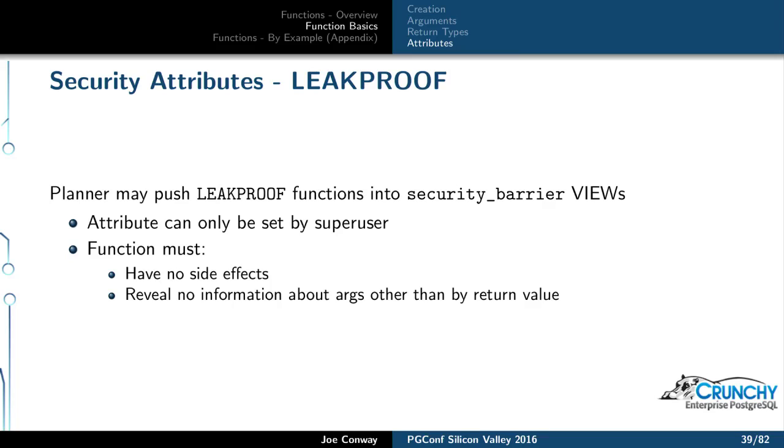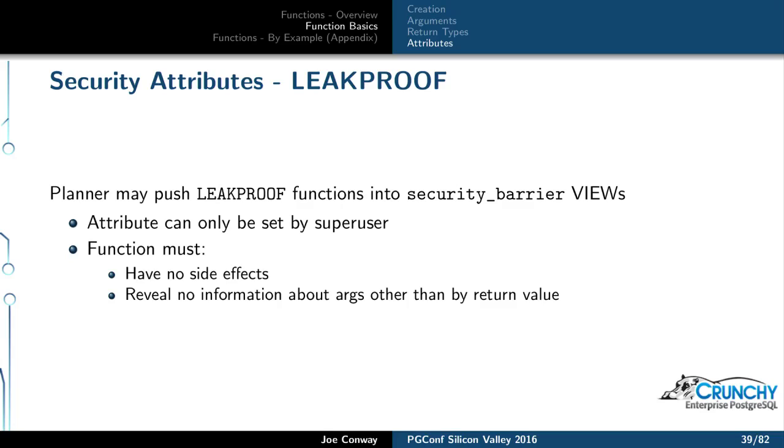Leakproof. People familiar with leakproof? No? So the planner's allowed to push a function that's been marked as leakproof down into what's called a security barrier view. I'm going to go through this fairly quickly. Feel free to catch me afterwards if it's too quick, but I'll show an example of why that's important. This attribute can only be set by the super user.